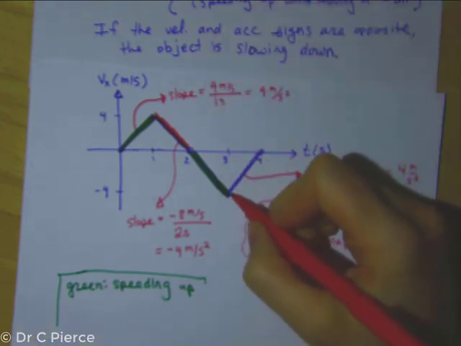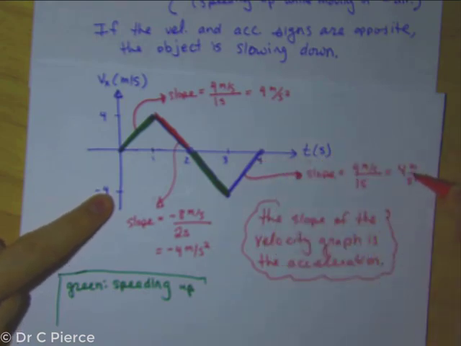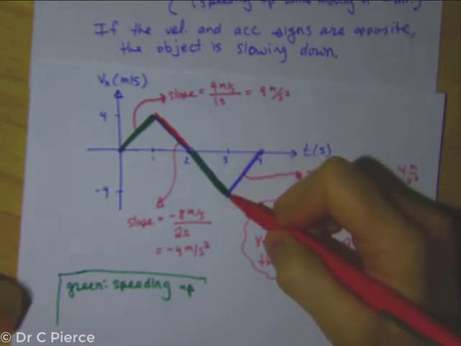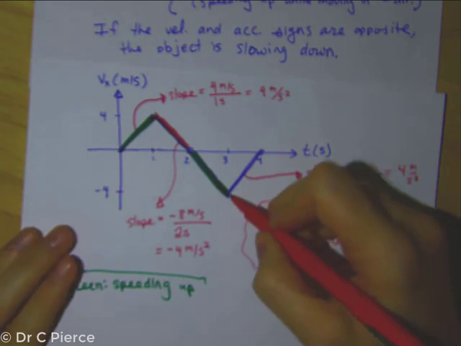And here, a negative velocity with a positive acceleration. That's also slowing down. We can also see it again by the velocity with time is getting smaller, going back towards the axis.